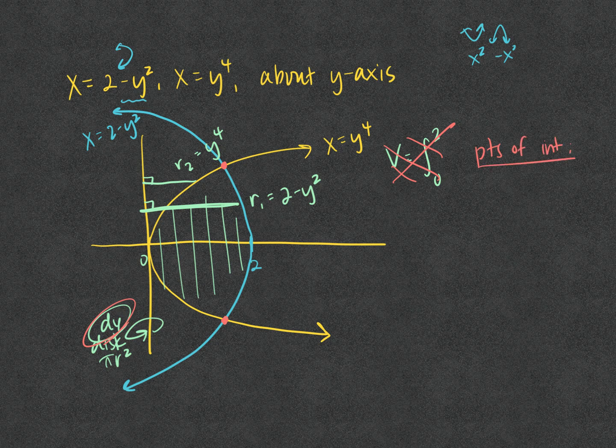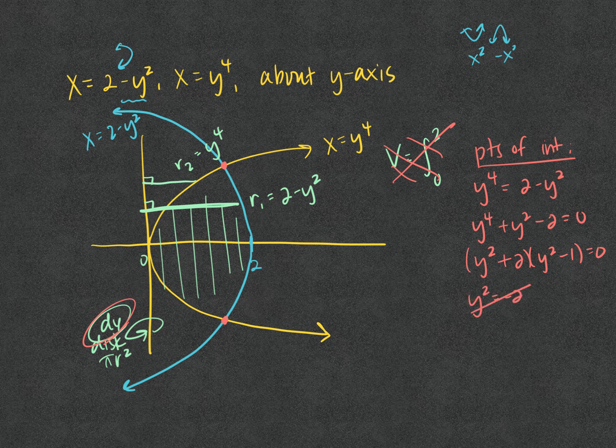And I'm going to set them equal to each other. And I'm going to say y to the fourth equals 2 minus y squared. So y to the fourth. And I'm going to bring them over. Plus y squared minus 2 equals 0. So this factors into (y squared plus 2) and (y squared minus 1) equals 0. So y squared equals -2. Imaginary, not helpful. Y squared equals 1, so y equals plus minus 1. So those are our bounds. Here we have a bound at -1, and here we have a bound at +1. That makes perfect sense when we're working in terms of y.